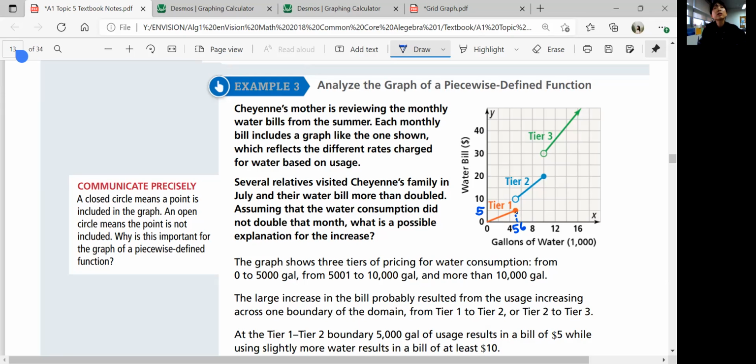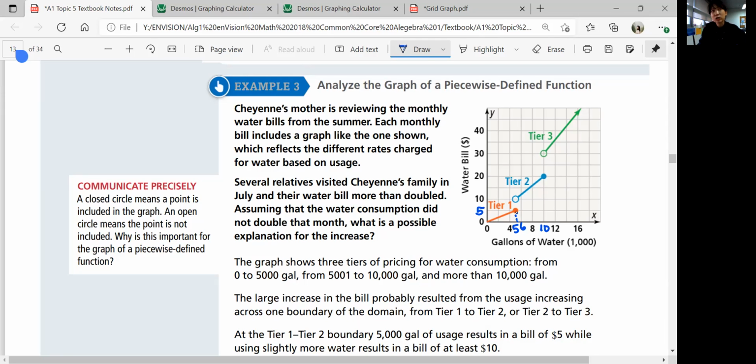Okay, and then tier 2 is going to be from 5,000 gallons of water, not including 5,000, till 10,000 gallons of water. And then tier 3 starts from 10,000 gallons of water until forever. Well, until wherever, the greater numbers, right? But the water bill is going to increase from tier 1 to 3.